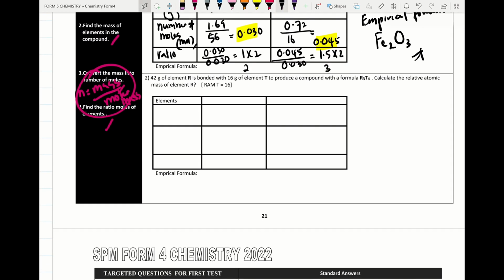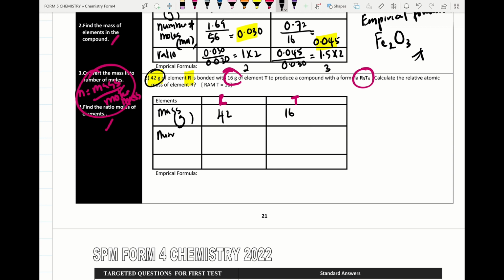So we try to do the next question. To read the second question: 42 gram of R, so I put the R symbol here, reacts with the element T. 16 gram of element T reacts to produce a compound with the formula R3T4. Alright, we take the first thing in the table. I write down the mass, in gram. The mass of R will be 42 gram and the mass of T will be 16 gram.